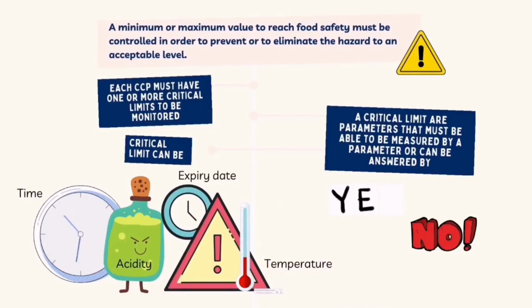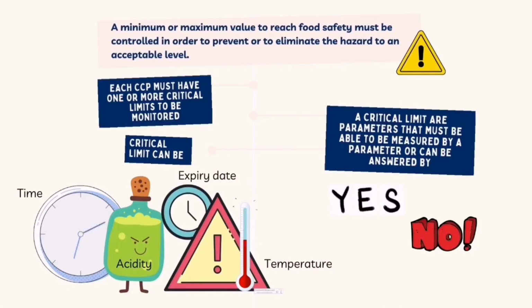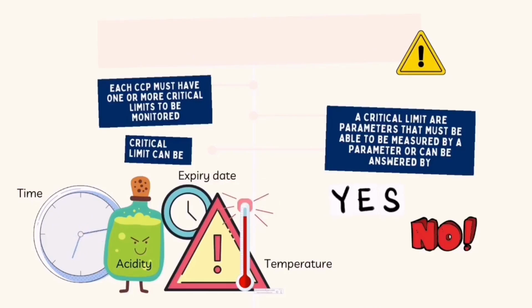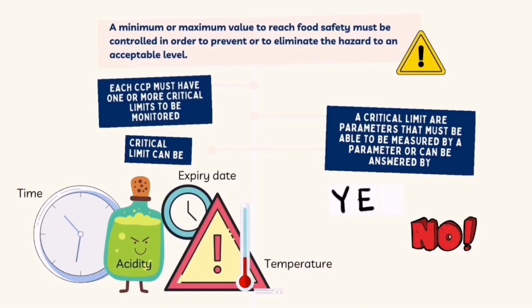A minimum or maximum value to reach food safety must be controlled in order to prevent or eliminate the hazard to an acceptable level. Each CCP must have one or more critical limits to be monitored. A critical limit is a parameter that must be able to be measured, or can be answered by yes or no. Critical limits can be time, acidity, expiry date, and temperature.